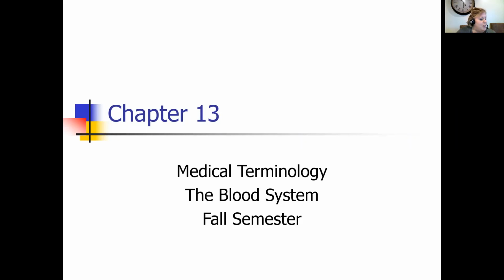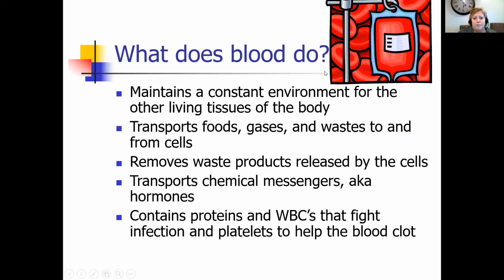So first of all, on page 504, the introduction talks about the responsibilities of blood, or what blood does. It maintains a constant environment for the other living tissues of the body. It transports food, gases, and waste to and from the cells, removes the waste products released by the cells, also transports chemical messengers, also known as hormones, and contains white blood cells and proteins that help fight infection, as well as platelets that help your blood to clot.